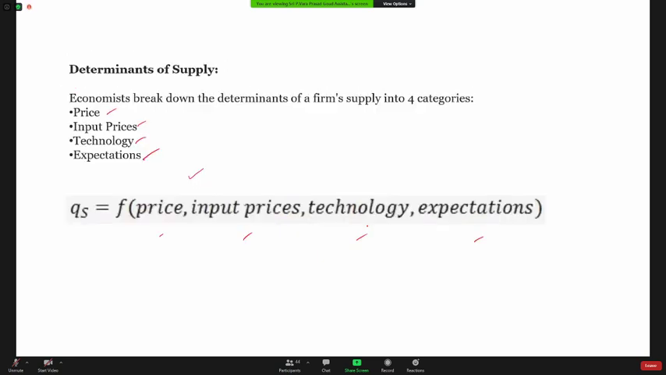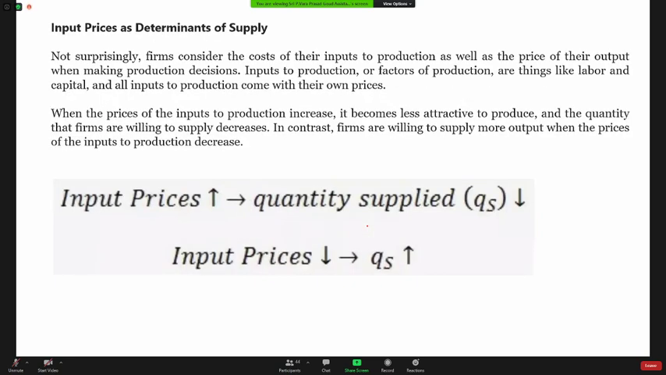Okay. Then input prices. I think you all remember what inputs are. What are the four factors of production? Four M's: man, machine, material, and money. These all are factors of production. So, input prices.